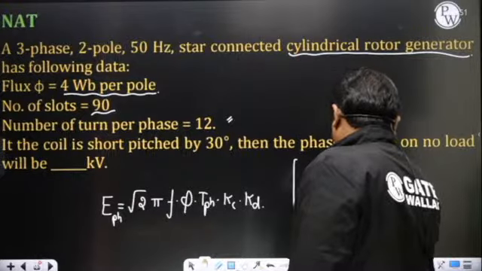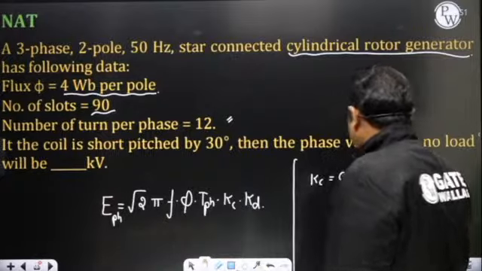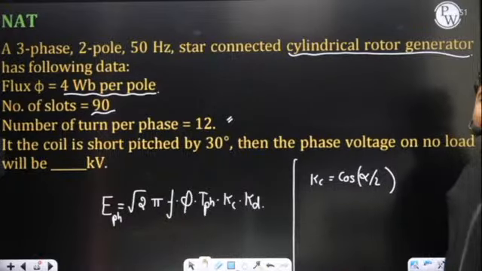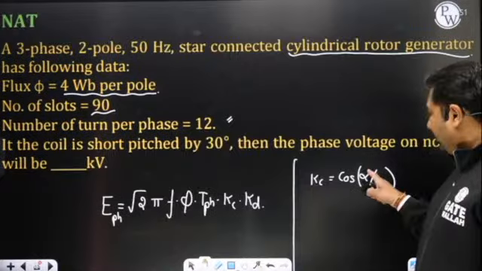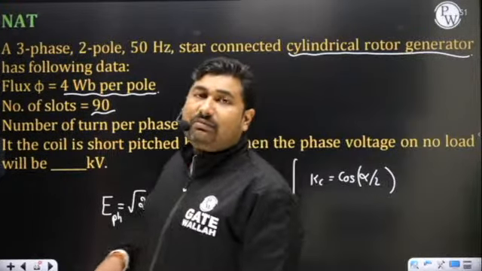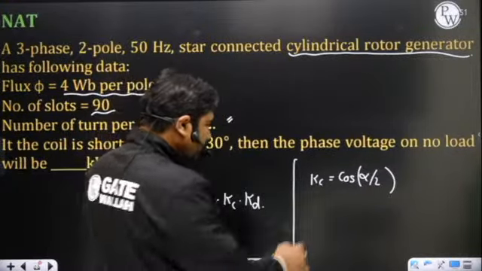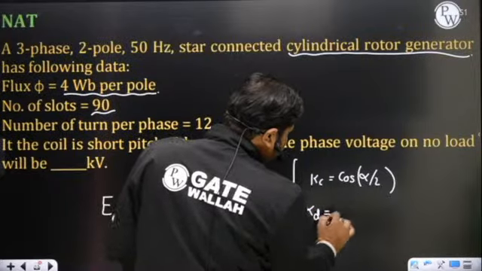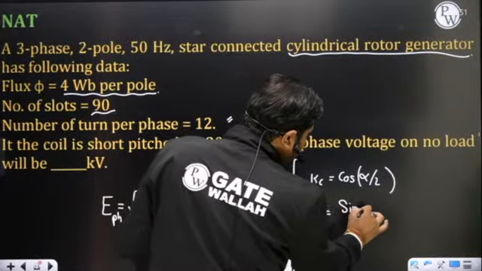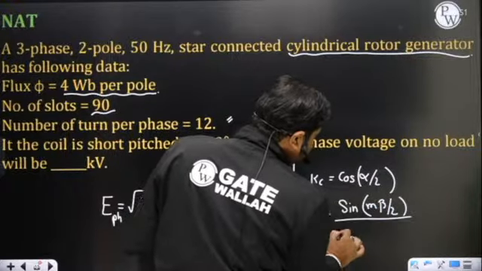Kc is the coil pitch factor, and that is equal to cos alpha by 2 for the fundamental. In case we have to calculate for the nth harmonic, then that will become cos n alpha by 2, because the electrical degrees of the nth harmonic is n times the electrical degrees of the fundamental. What about Kd? Kd is sine m beta by 2 upon m sine beta by 2.